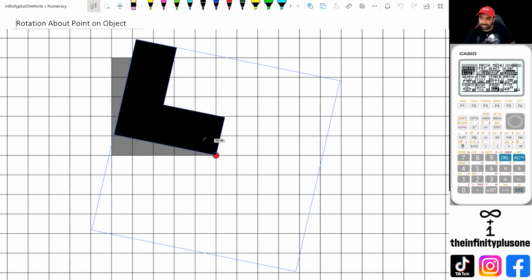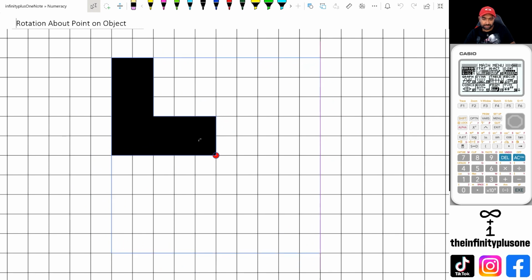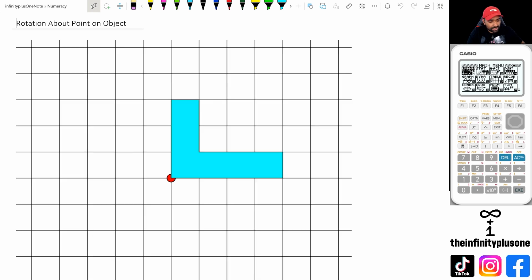Now I will give you an example and an opportunity to try it, and then I'll go through the answer to see whether you're getting the same answer as me. So let's have a look at this question. What I'd like to do is rotate this particular object 90 degrees clockwise. So we're going to do 90 degrees and we're going to do clockwise.